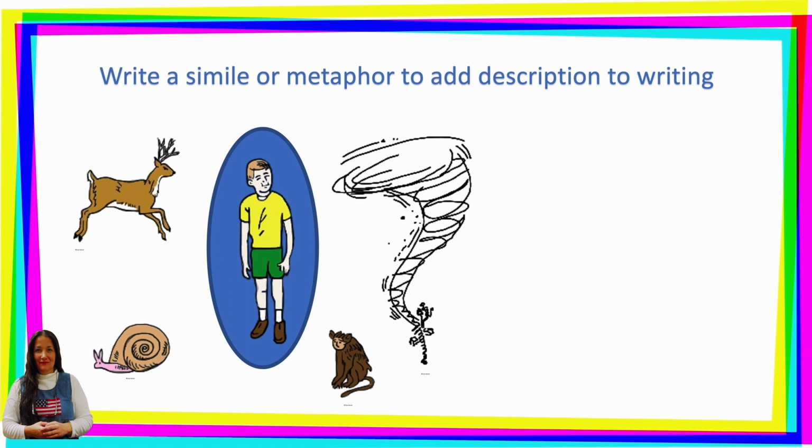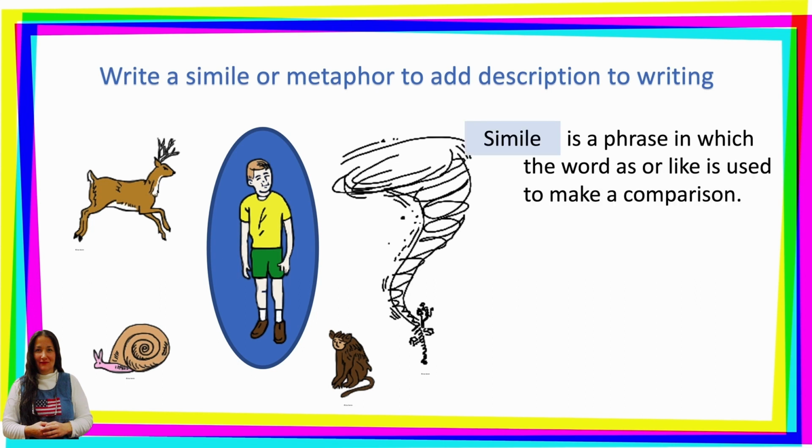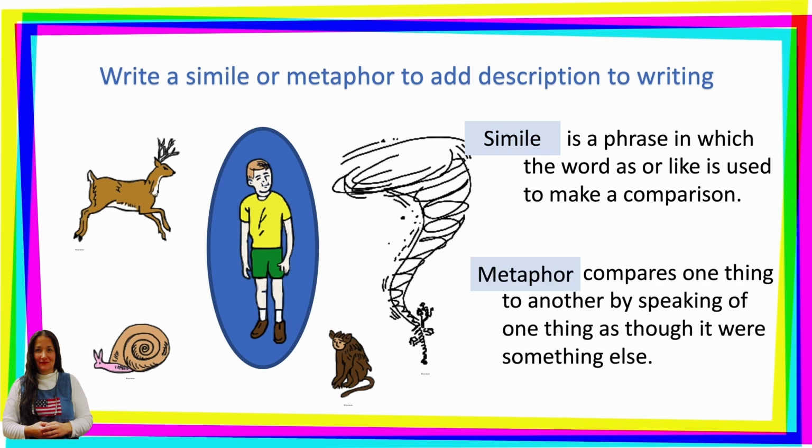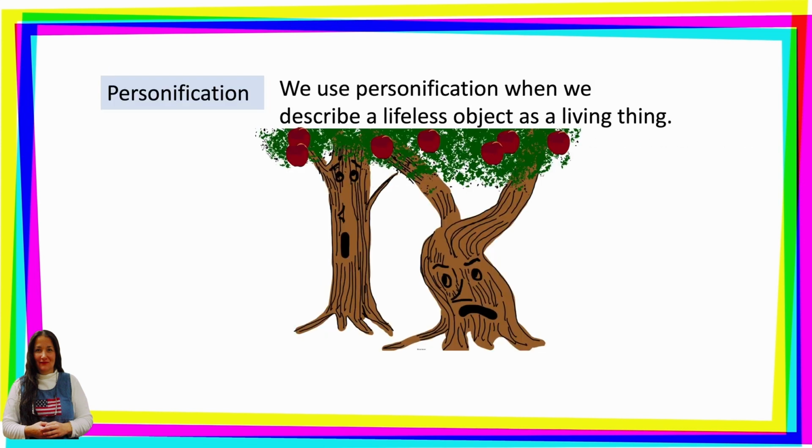Write a simile or metaphor to add a description to your writing. A simile is a phrase in which the word as or like is used to make a comparison. Earlier, baby Charlotte was compared to a howler monkey. That was a simile, as long as the words as or like were used. A metaphor compares one thing to another by speaking of one thing as though it were something else.